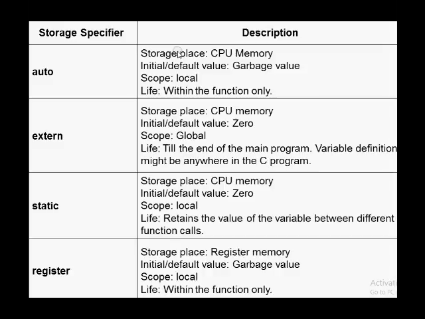For auto, the storage place is CPU memory, the initial or default value is a garbage value, scope is local, and life is only within the function. In extern, the storage place is CPU memory, the initial value is 0, scope is global, and life is till the end of the program. For static, the storage place is CPU memory, the initial value is 0, scope is local, and life is that it retains the value of the variable between different function calls.